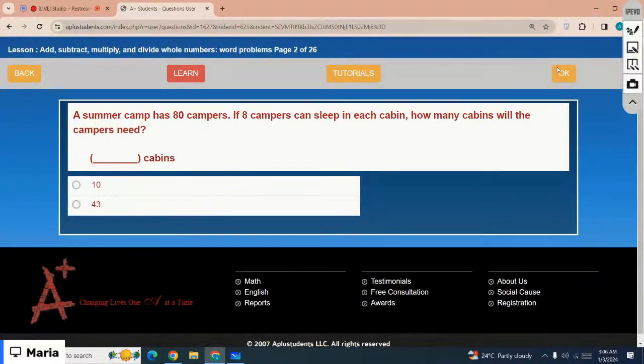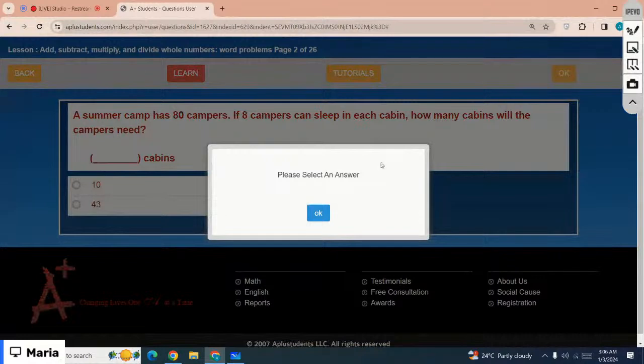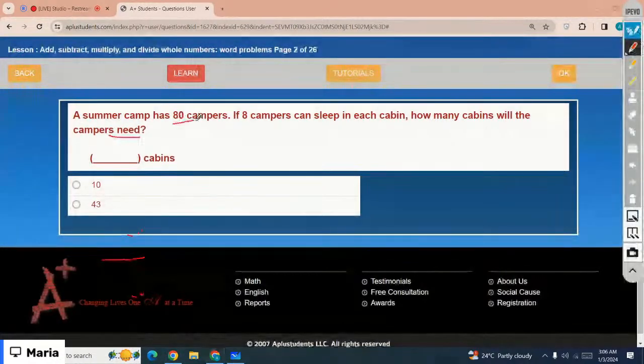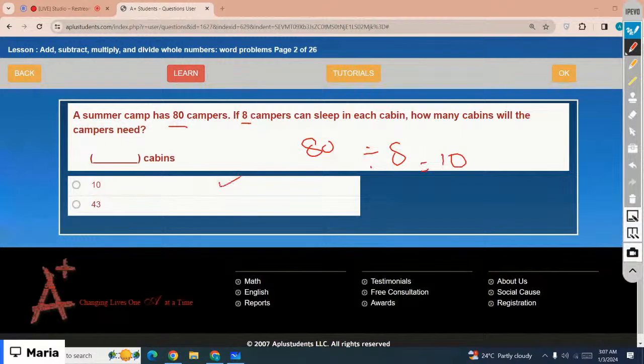The question is a summer camp has 80 campers, right? 8 campers can sleep in each cabin. In one cabin, 8 campers can sleep. You need to calculate how many total cabins you need. So the total campers are 80, and in each cabin 8 campers can sleep. So you have to divide 80 by 8 so that you can calculate the total cabins, right? So 80 divided by 8 is 10. That means the total you need is 10 cabins, right? The correct option is 10.